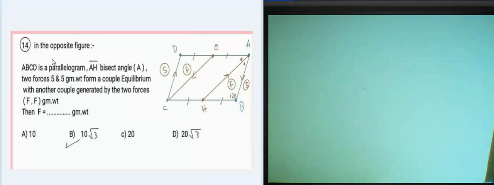Question 14 is out of the figure. A, B, C, D, a parallelogram. E, H bisect angle A. Two forces, 5 and 5 gram.